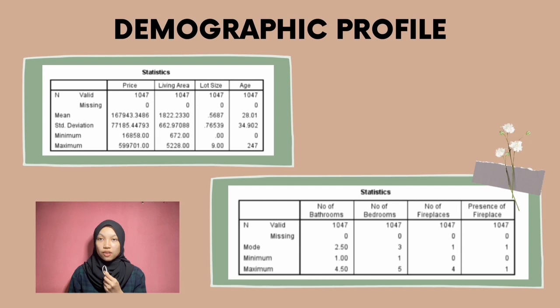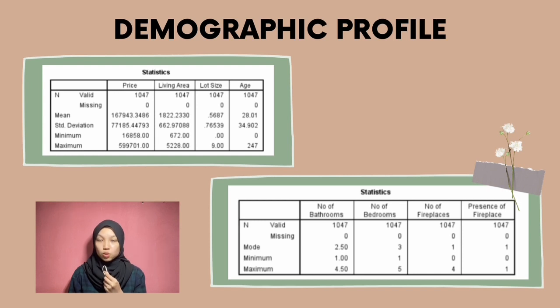The mean age of house is 28.01 years. The standard deviation is 34.902 years. The minimum age is stated as 0, so it should be excluded as an outlier, and the maximum age is 247 years. The mode of the number of bathrooms is 2.5.